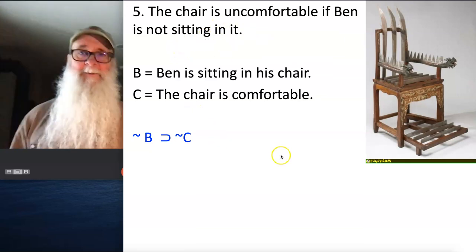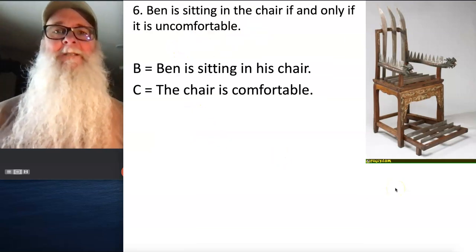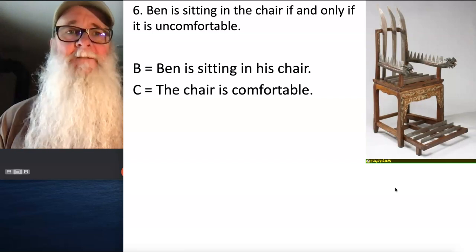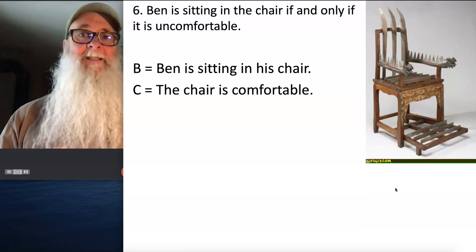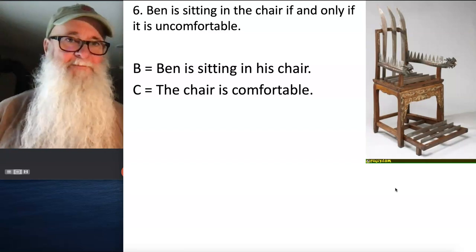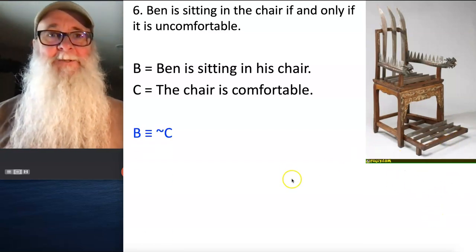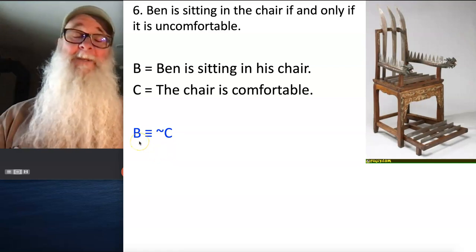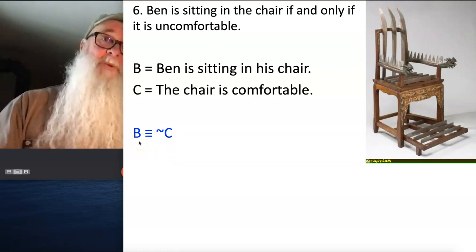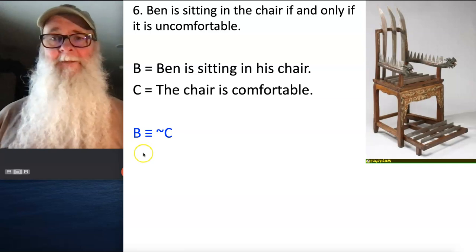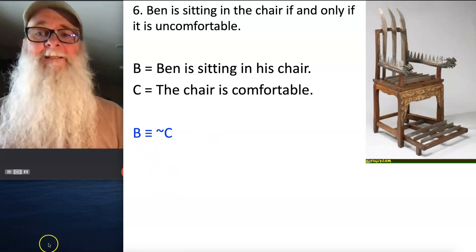And finally, number 6, Ben is sitting in the chair if and only if it is uncomfortable. All right, if and only if, that's the rare instance where we get to use our triple bar, right? Because we have the phrase if and only if being combined up here. So B triple bar tilde C.